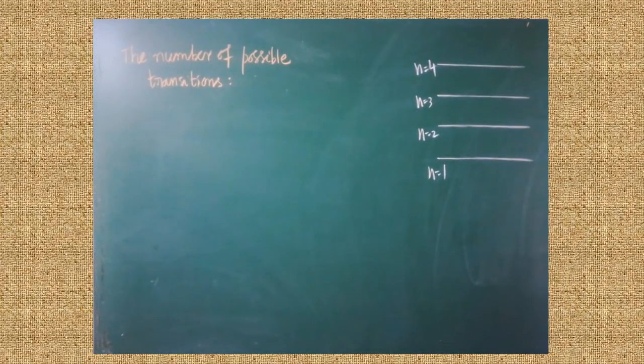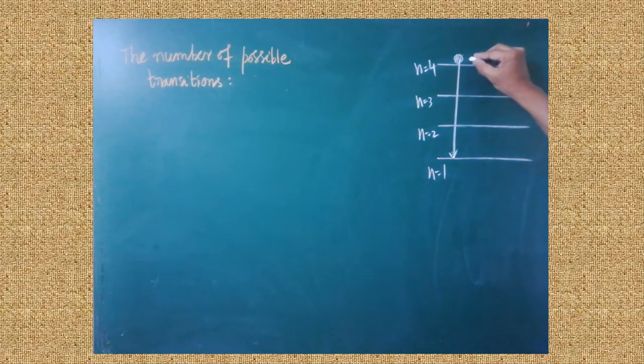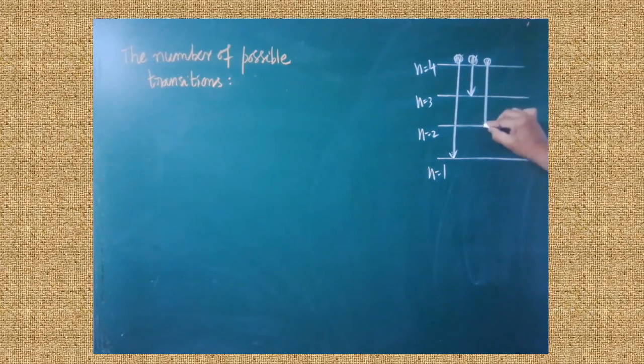Now we are going to calculate the number of possible transitions. First, we will calculate physically how many transitions are possible. Now the electron is excited here. So what are the possibilities? First, it is able to get down from the fourth orbit to the first orbit. So this is the first possibility. Next possibility is 4 to 3, and then 4 to 2. Are you clear?